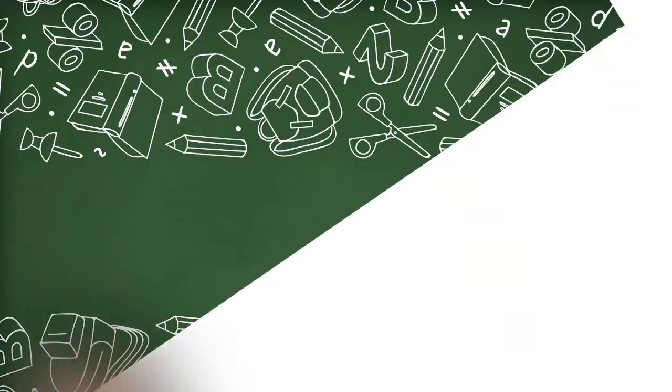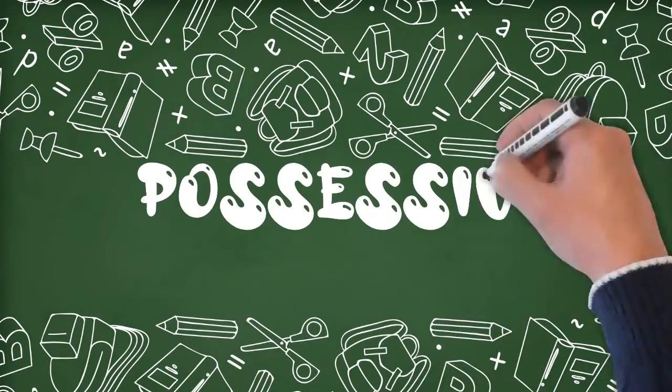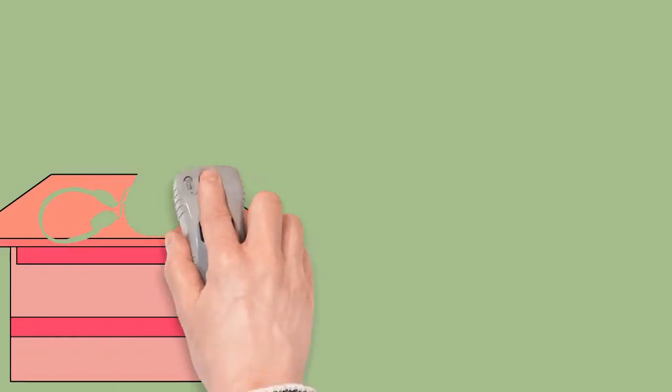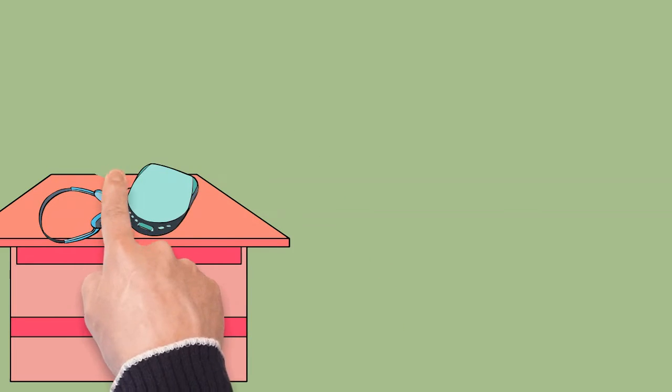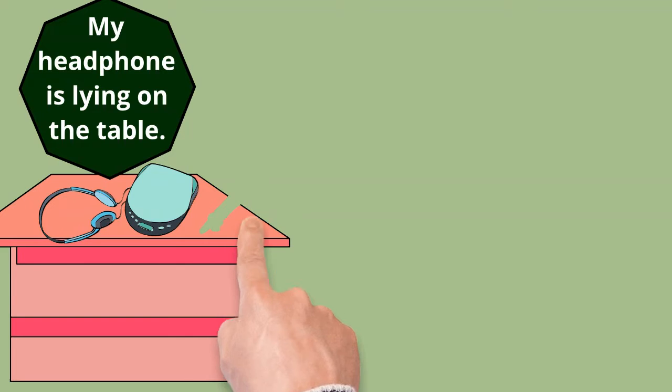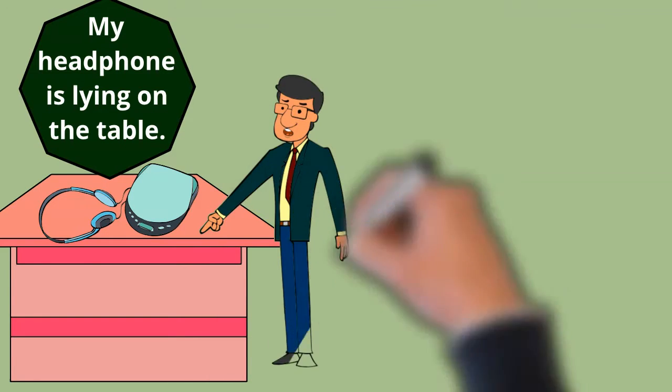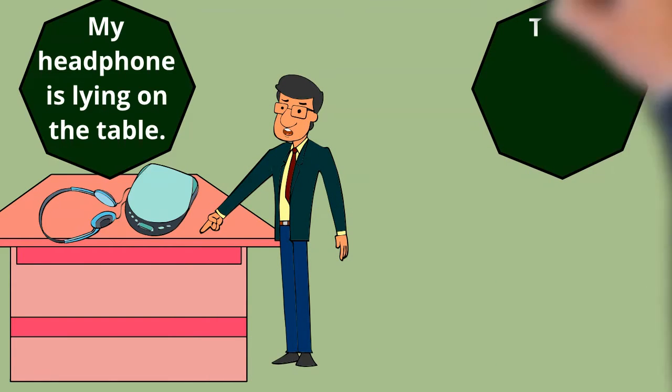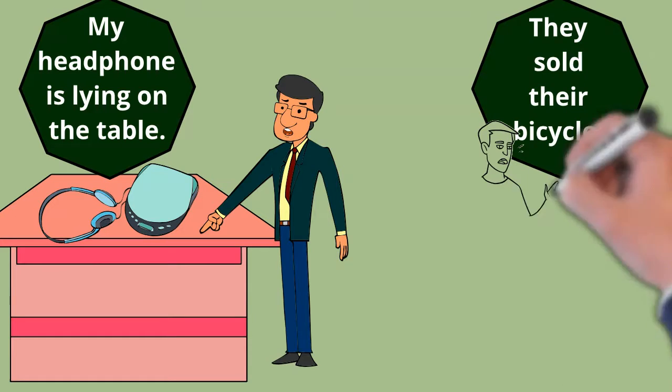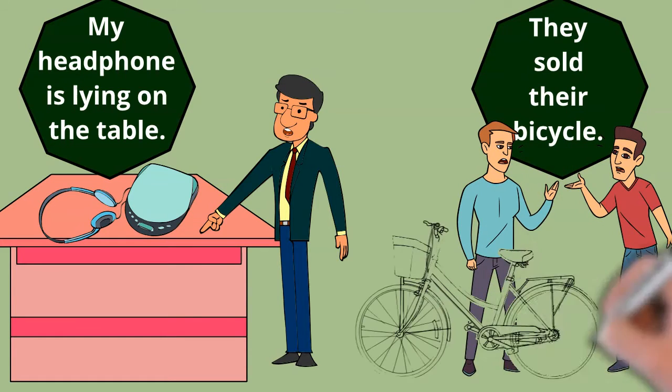Sixth type of adjectives is possessive adjectives. Let's see these sentences or examples. My headphone is lying on the table. My tells us whose headphone. They sold their bicycle. Their tells us whose bicycle.